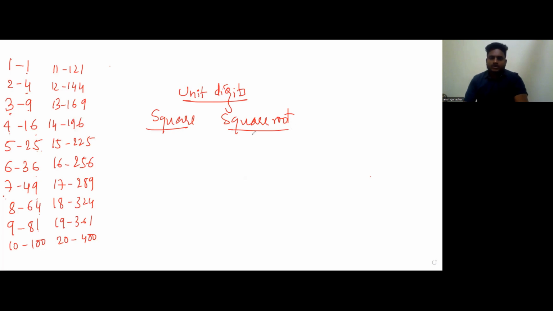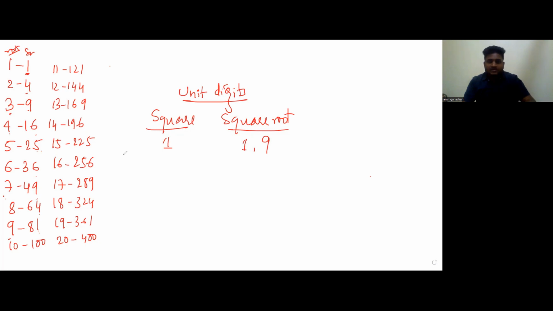Unit digit in square and unit digit in square root. Now look at the numbers. If your square has 1, what will your square root have? This is your square and this is your square root. So if your square has 1, your square root also has 1. But we have one more option. What is that one more option? If your square has 1, your square root could have 9. Yes or no?